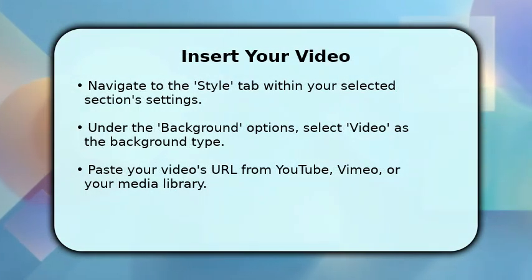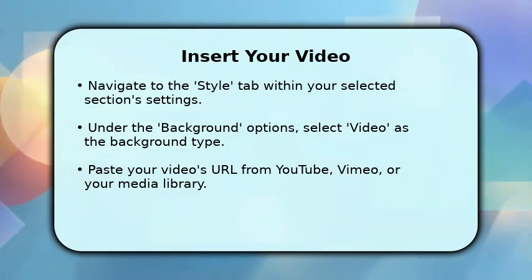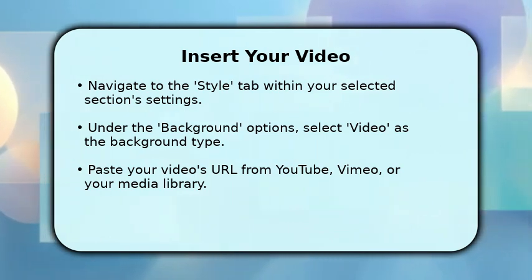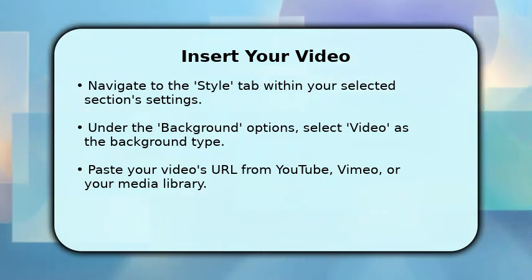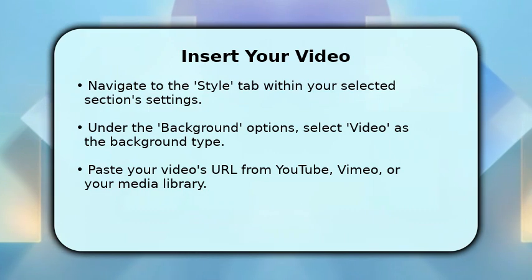Now, let's add your video. With your section selected, go to the Style tab in the Elementor panel. Look for the Background section and click on the video icon. Here, you can paste the direct link to your video. This can be a YouTube or Vimeo link or a URL to a self-hosted MP4 file from your WordPress media library. It's a straightforward process to get your video playing.